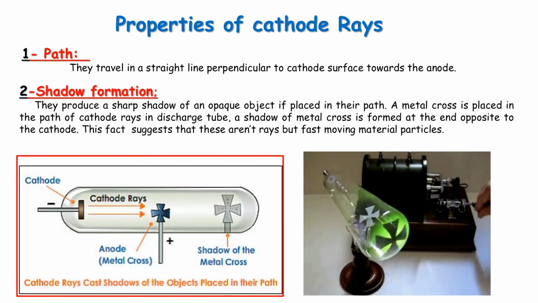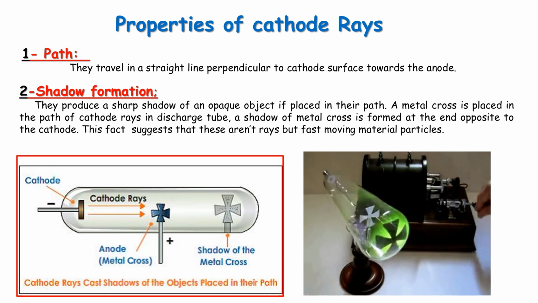Well, William Crookes could not establish what electric current or cathode rays comprise and what is moving from the negative to the positive terminal. But Thomson didn't give up and started studying the characteristics of cathode rays. So, the first property says that they travel in a straight line, perpendicular to the cathode surface towards the anode. Shadow formation. The second property states that they produce a sharp shadow of an opaque object if placed in their path.